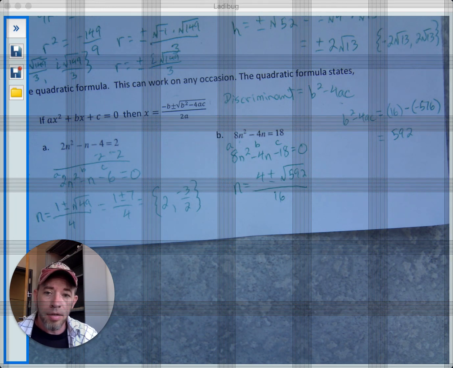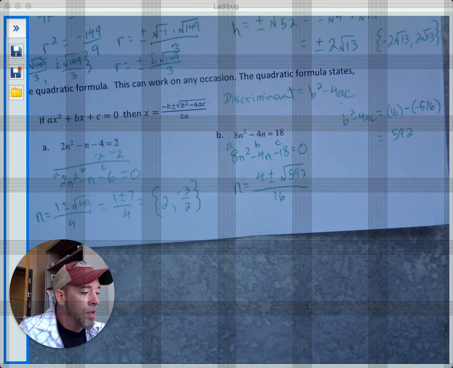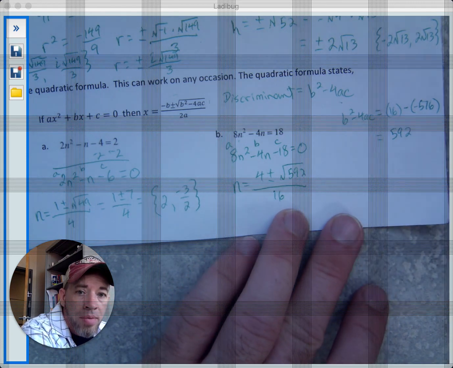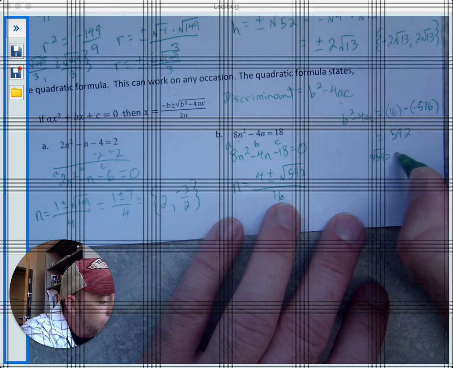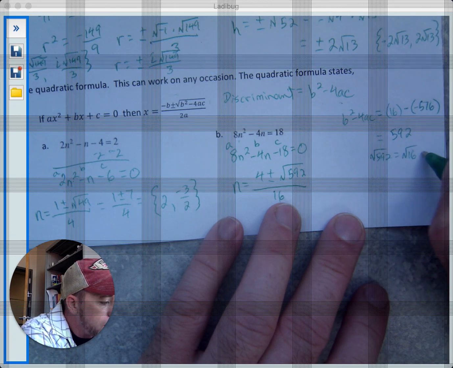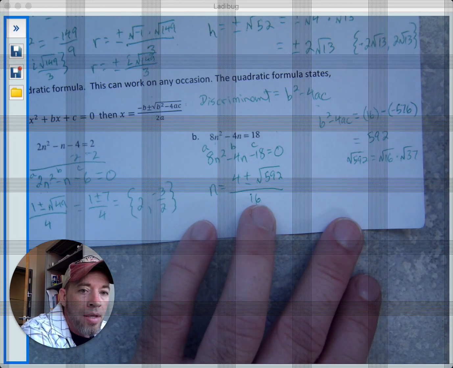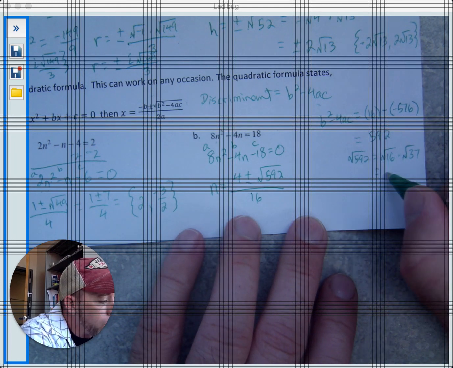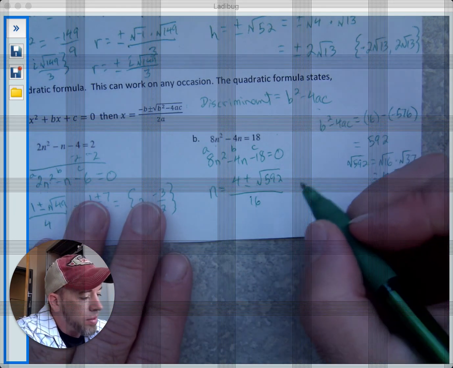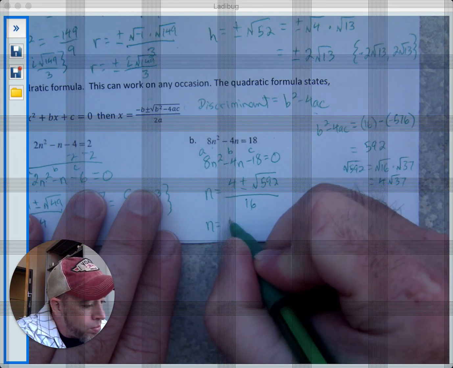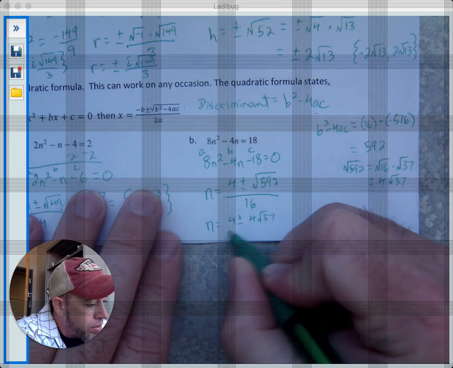It goes 37 times, right? And 16 is a perfect square. So as I have the 592 here, I might start to simplify it. If I have the square root of 592, we could write that as the square root of 16 times 37, which is the square root of 16 times the square root of 37. All right, and that gives me what? 4 times the square root of 37. So we could rewrite this. Okay, so this means n is equal to 4 plus or minus 4 square root of 37 all over 16.